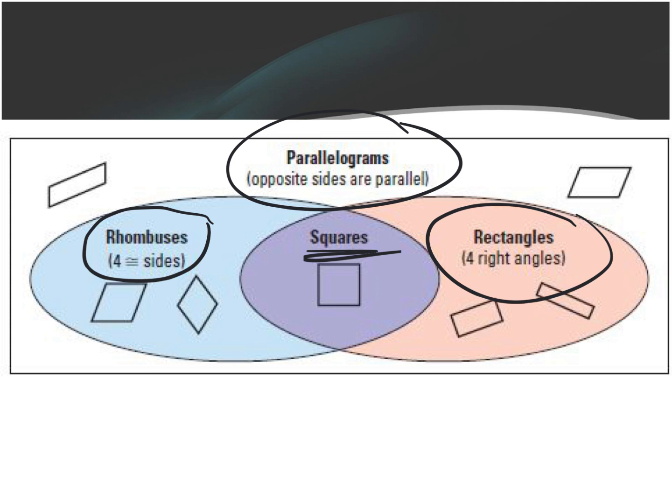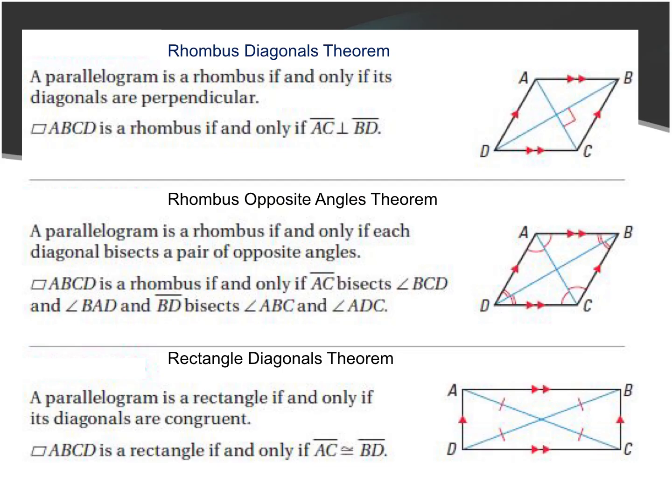Any questions so far? Okay. Now, remember, all three of those shapes are still parallelograms. Do you guys agree? So all of the properties that apply to parallelograms apply to those three shapes: rectangles, rhombuses, and squares. There's three additional properties that we now have to know.